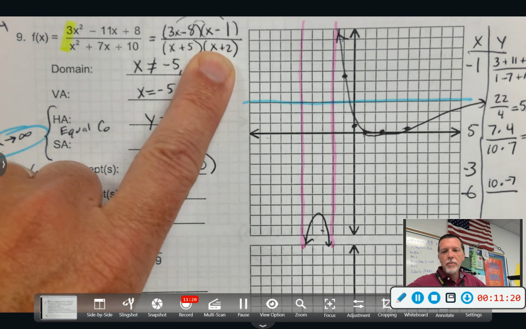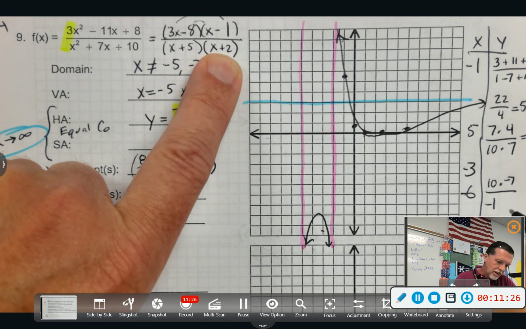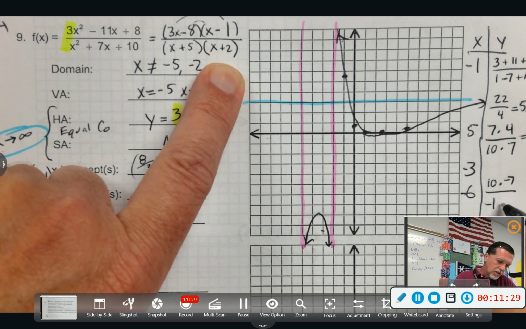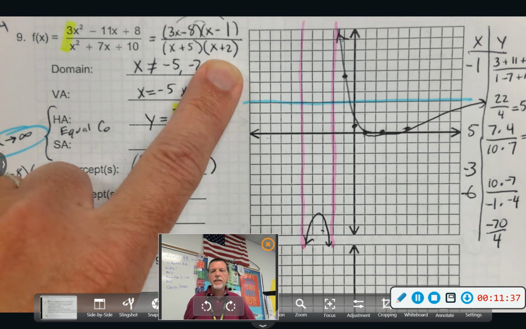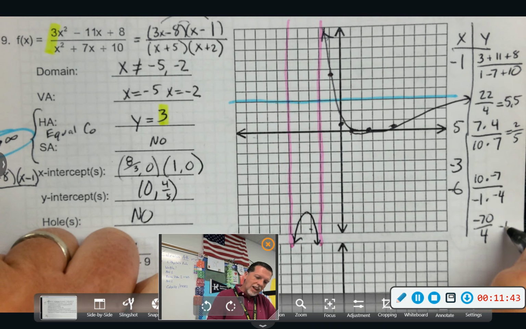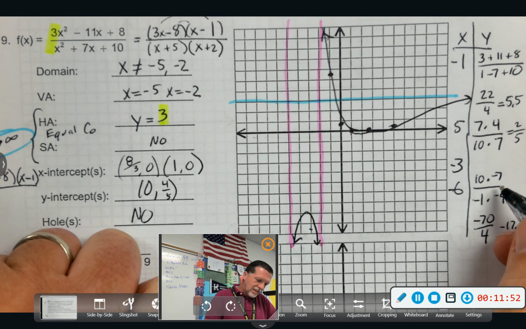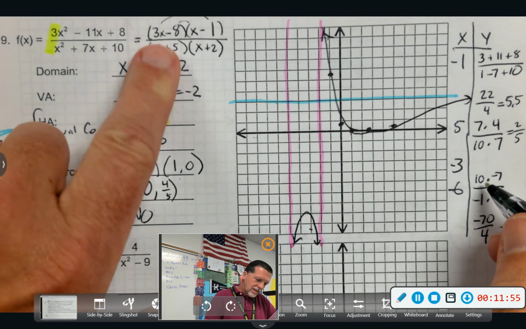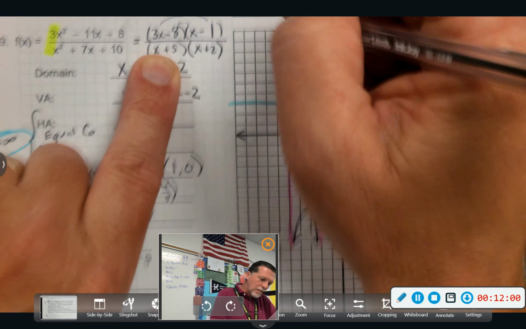-6 plus 5 is -1. -6 plus 2 is -4. So -70 over 4. Let's see, that's 35 over 2. So that's 17.5. -17.5. Nope, I did that wrong because this would be negative. It's super positive. I messed it up.